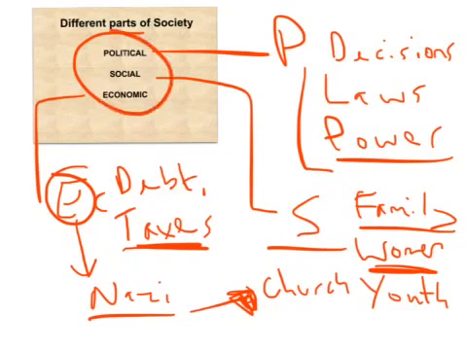So three different ways of looking at society, and we'll do different tables and so on: political, social, and economic. And I'll ask something like, how did that impact society politically, socially, and economically?